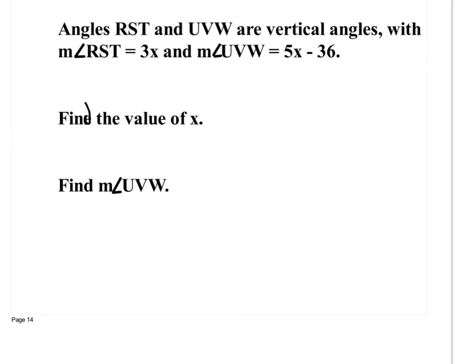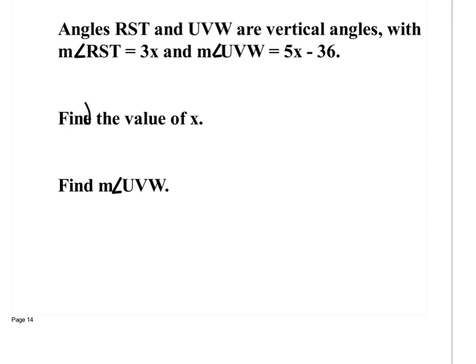Angles RST and UVW are vertical angles, with the measure of angle RST equal to 3x and the measure of UVW equal to 5x minus 36. You're supposed to find the value of x, and then you're asked to find the measure of UVW. Do they tell you what they add up to? No. Like they did on the problem before? No. Hey, what do they tell you about RST and UVW though? They tell you what they are, but what about the relationship between those two angles? They're vertical, which means they're what?